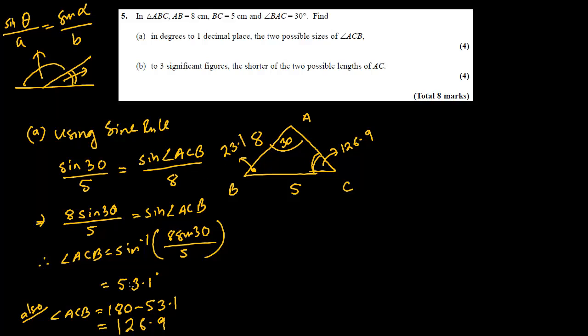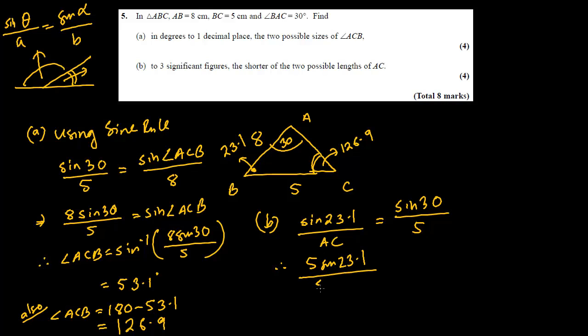But if you take this angle to be 53.1 instead of 126.9, then if you subtract from 180 degrees, this angle would be much larger. They said find the shorter of the two possible lengths of AC. So in order to be the shorter length, the opposite angle has to be smaller. Now in order to do that, we can again use the sine rule. So we can write sine of 23.1 divided by AC equals sine of 30 divided by 5. Therefore, if you cross multiply, it would be 5 sine 23.1 divided by sine 30 equals AC.